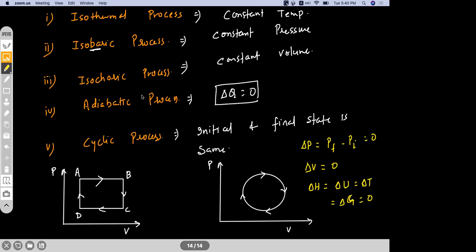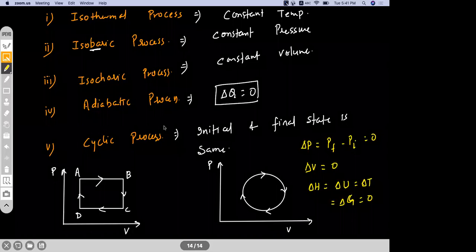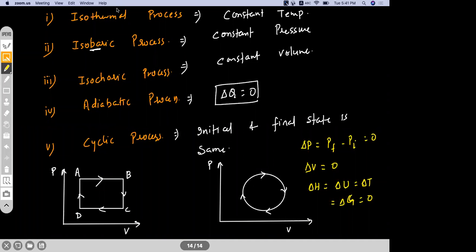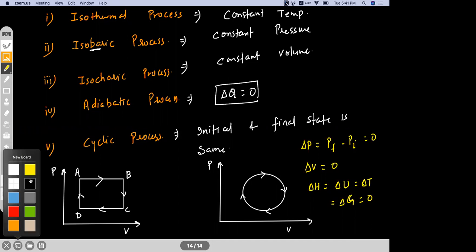Sometimes in the question, instead of PV, they'll give you a PT graph or a VT graph. So you should know how to convert a PT graph into a PV graph, or a VT graph into a PT graph. You should know how to convert one graph into another. So let's discuss one example on this. Graph conversion, write down the heading.